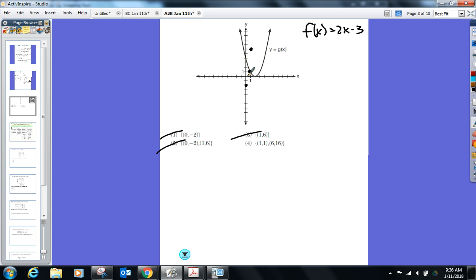But think about it. This is a line, right? This is going to go on forever, and the line's going to go on forever. So how many times should they intersect? Twice. And it will eventually, so who cares about the 6, 16? We eliminated the other 3 choices, and we already know 1, 1 is on the parabola. So it's got to be 4. Where they intersect, they're on both the parabola and the line.